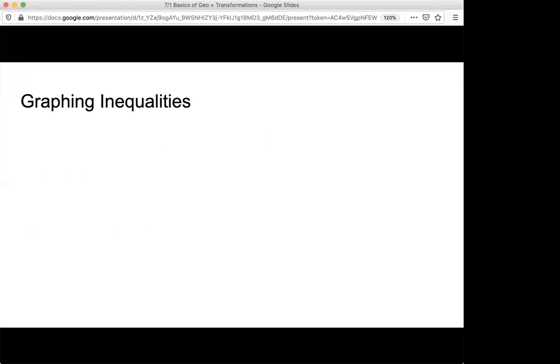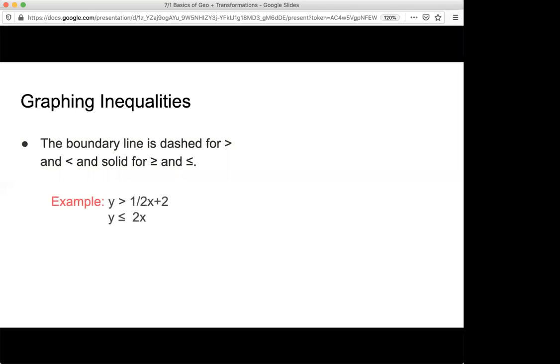So next we're going to be learning about graphing inequalities. So the boundary line is dashed for greater than and less than, and solid is for greater than with the line under, and less than with the line under. So dashed line is with no line under the inequality, and solid would be with the line.